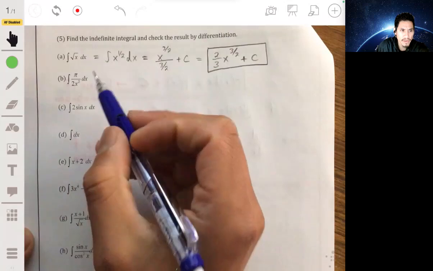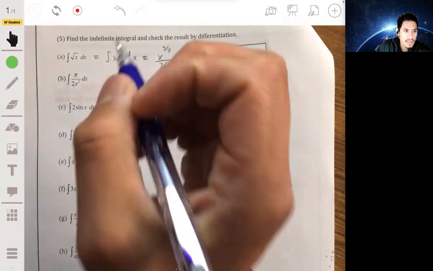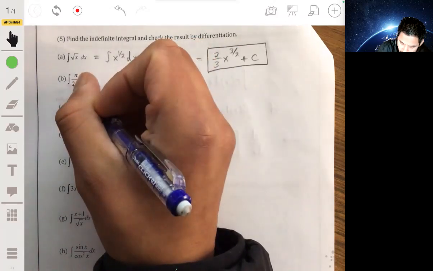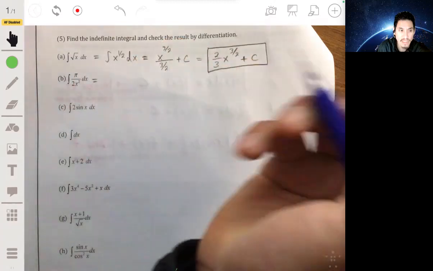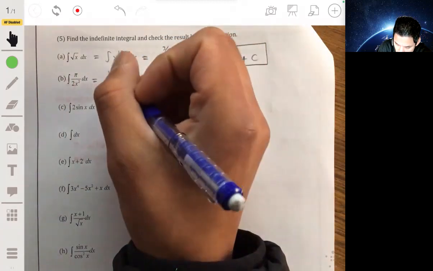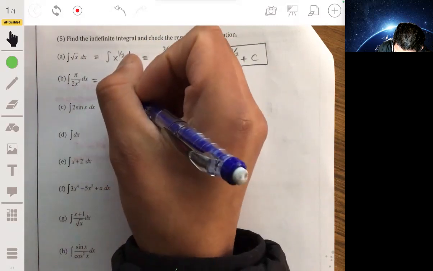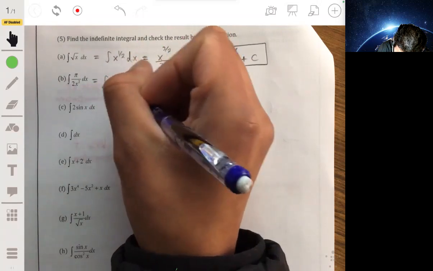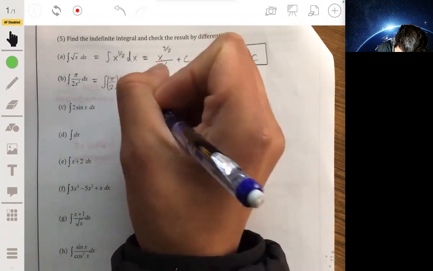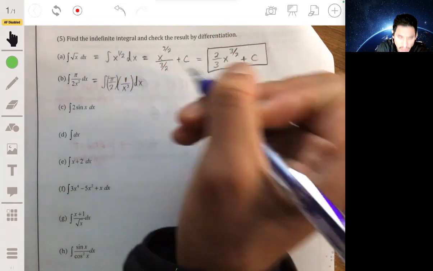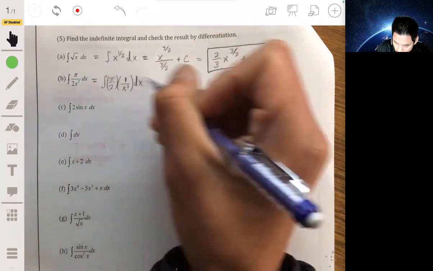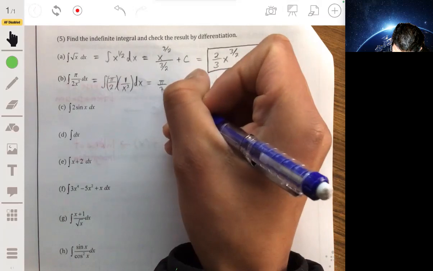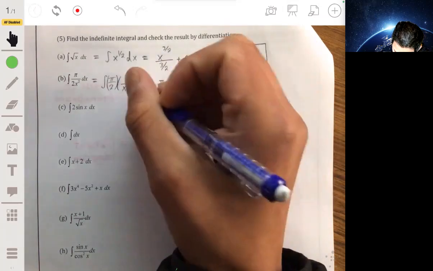All right, for b, we have the integral of pi over 2x squared dx. Now, let's not let the pi and even the 2 confuse you, because the pi and the 2 are just constants and they're actually just coefficients. So this is essentially pi over 2 times 1 over x squared dx. And the pi over 2 can actually come out because it's a constant coefficient. So it can just be pi over 2 times the integral of 1 over x squared.